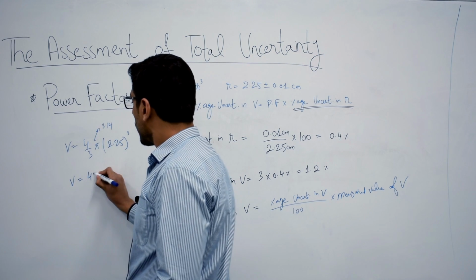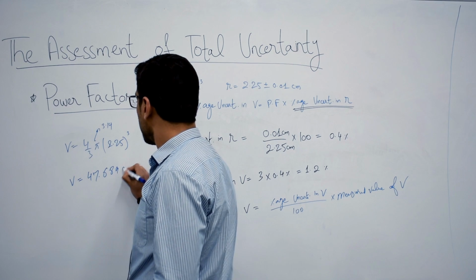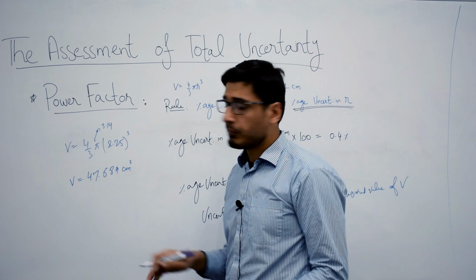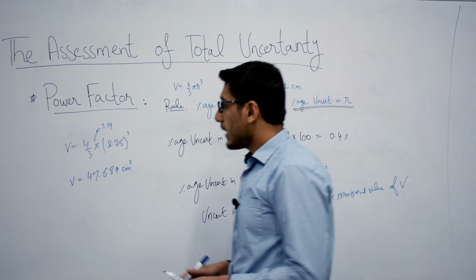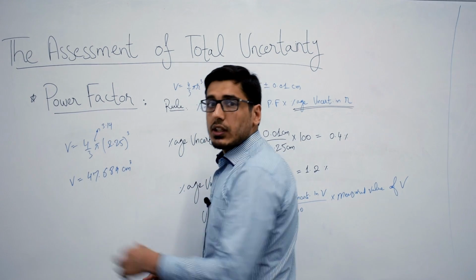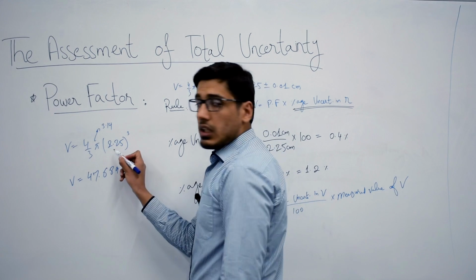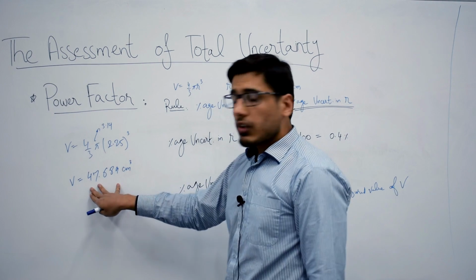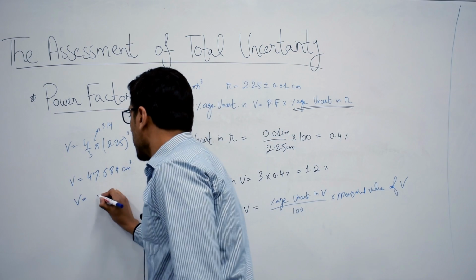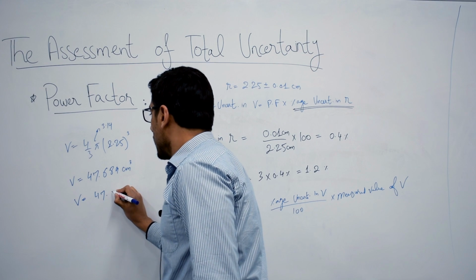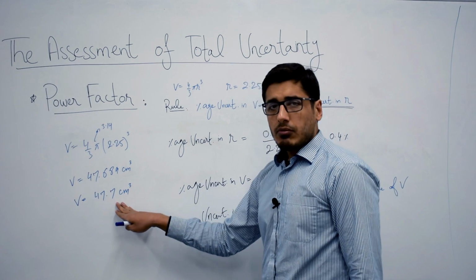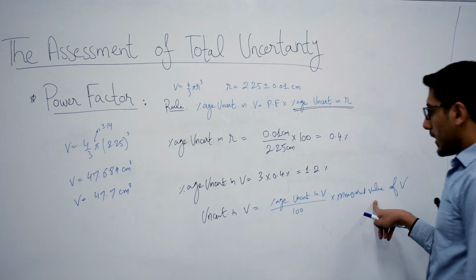So the result is going to be 47.689 centimeter cube. Since the radius was in centimeters, the volume is in centimeter cube. Now from the significant figures lecture, you know that in any kind of manipulations like this, the number of significant figures in the final result cannot exceed the number of significant figures in the actual measurement. So the number of significant figures that we can retain in volume are 3, just as in radius. So the volume can be written as 47.7 centimeter cube.